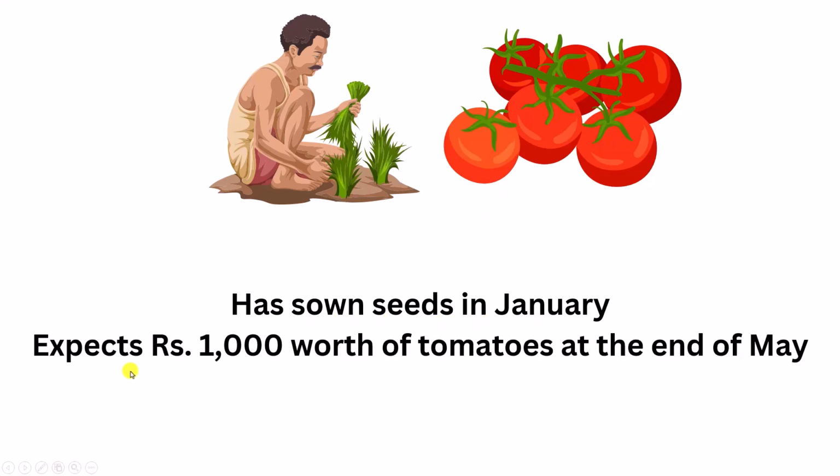And he is expecting 1000 rupees worth of tomatoes at the end of May. Okay. So from January till May, the tomatoes grow, or the plant grows, and by the end of May, he is expecting that the yield will be rupees 1000 worth. Okay. Now, this is fine. But then he has some doubts, or he gets some doubts in his mind.